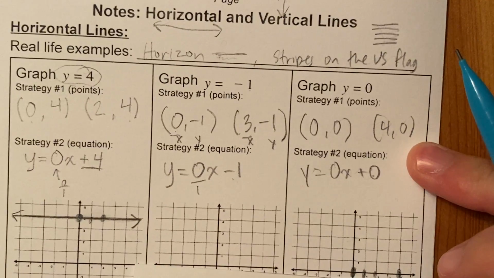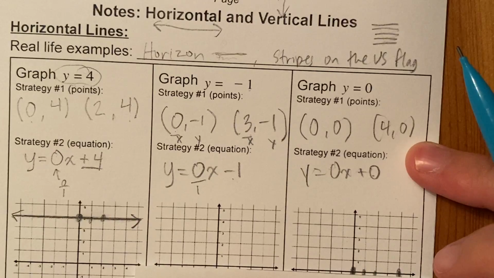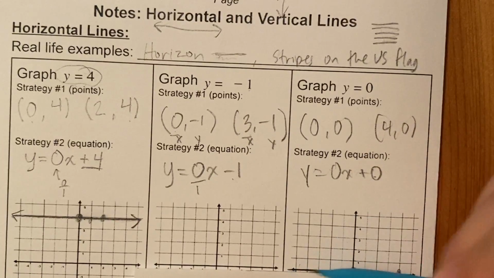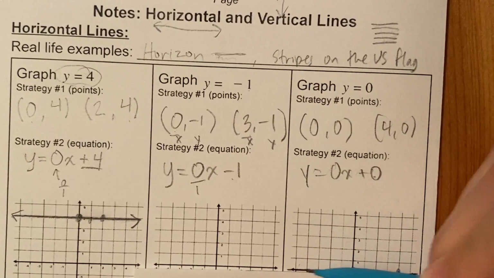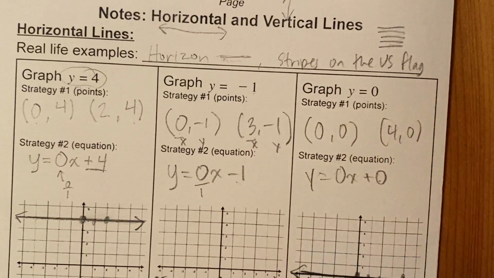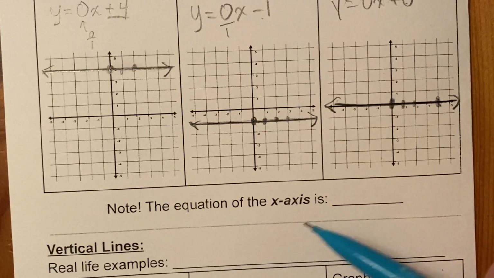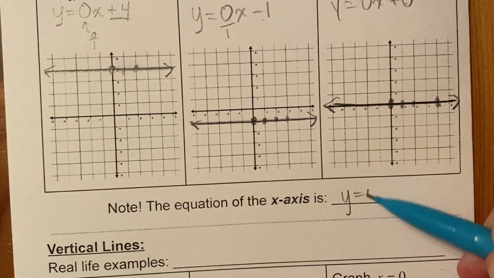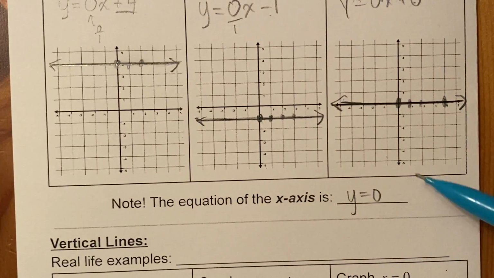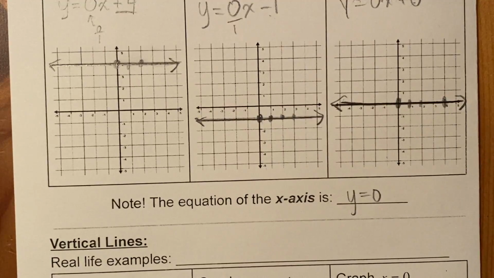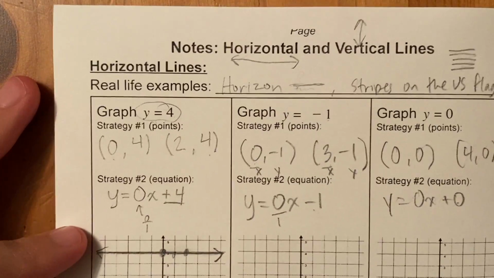And we can see that this line, y equals 0, where do all the y values equal 0? On the x-axis, okay? So the equation of the x-axis is actually y equals 0. If I want to draw the x-axis on a graph, I draw the line y equals 0. Okay, so that's horizontal lines.